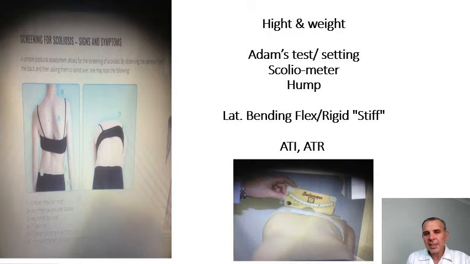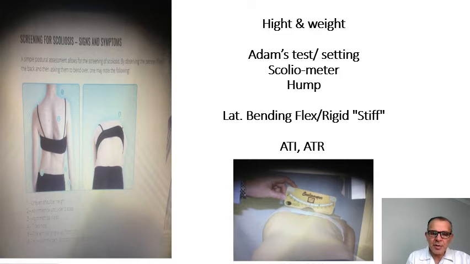Then we have the basic Adams test. And the setting for the Adams test is very simple. If you all review the Adams test on YouTube channel or wherever, just make sure the knees are straight, not bent. The arms are hanging down to gravity, not holding anything, all in a passive mode.